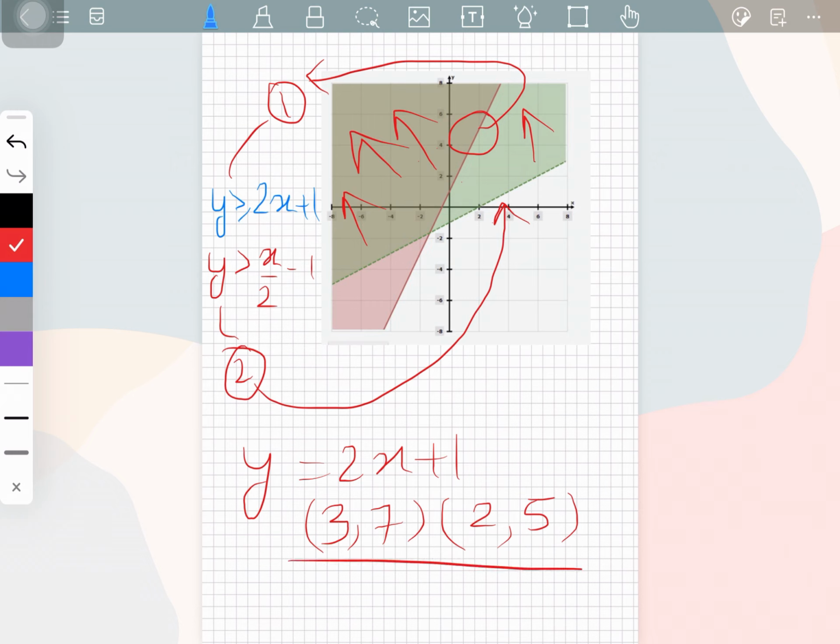As I told you, you took these two points, you can take other points and just draw a line. That's the line of that equation. And since it is an inequality, it's not going to be a line, it's going to be an area. So the one signified by reddish color is the area for the first inequality, and similarly the one signified by green area is for the second inequality, y is greater than x over 2 minus 1.